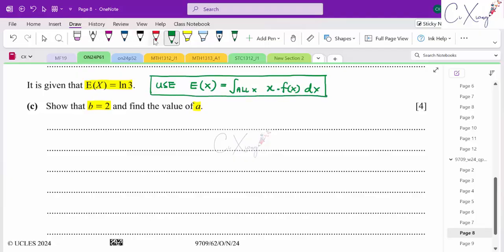Okay, all right. So now let us start. I already know that the expected value of x equals ln 3. So when I want to integrate my function, the lowest limit is a, right? Then the upper limit is b, correct or not? Then I want to multiply x together with my function. My original function is 1 over x squared, then dx equals ln 3. Before the integration, of course, I have to simplify my function first. So I have 1 over x.